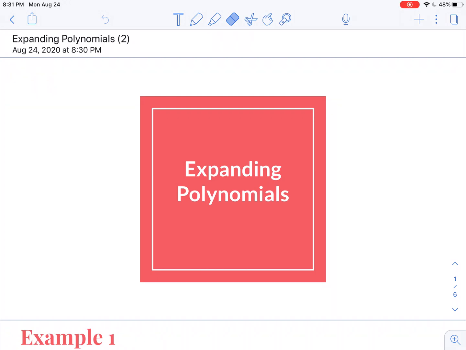Okay, so second set of review notes for the night. Expanding polynomials again. This is some pretty basic review, but like I said, we want to work on our basics, make sure they're pretty strong before we get into a few of the more complicated topics. Practicing these things is always good.